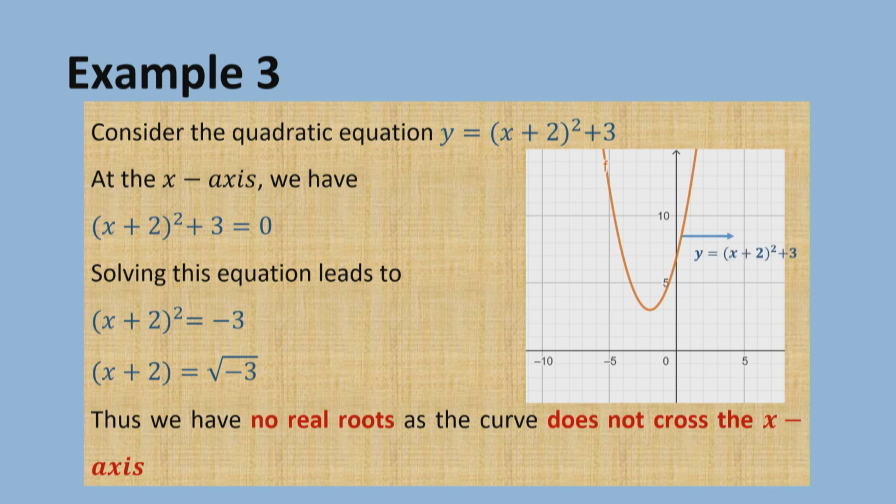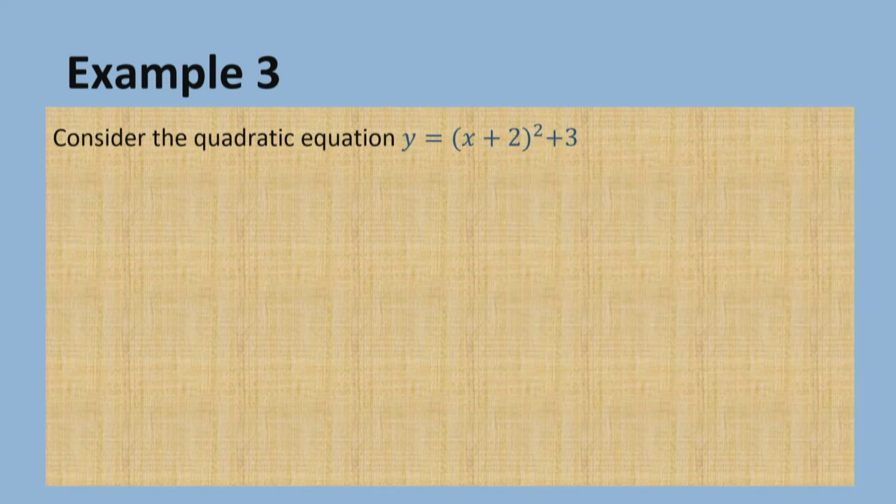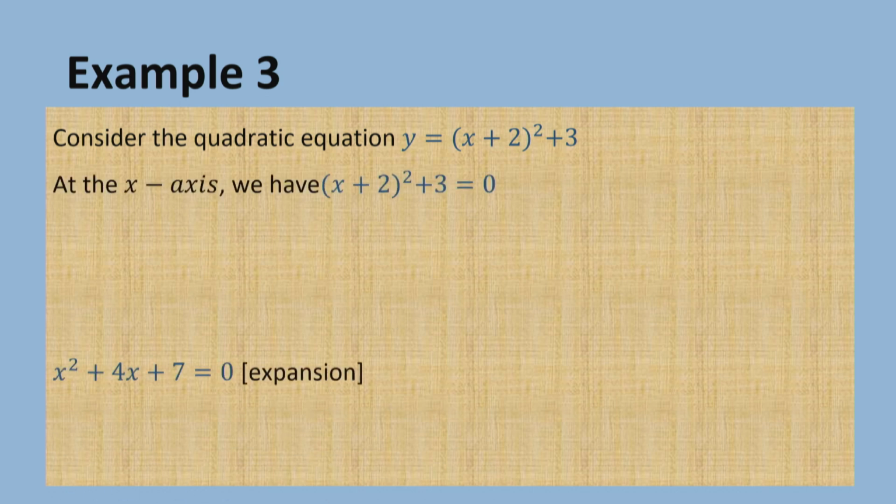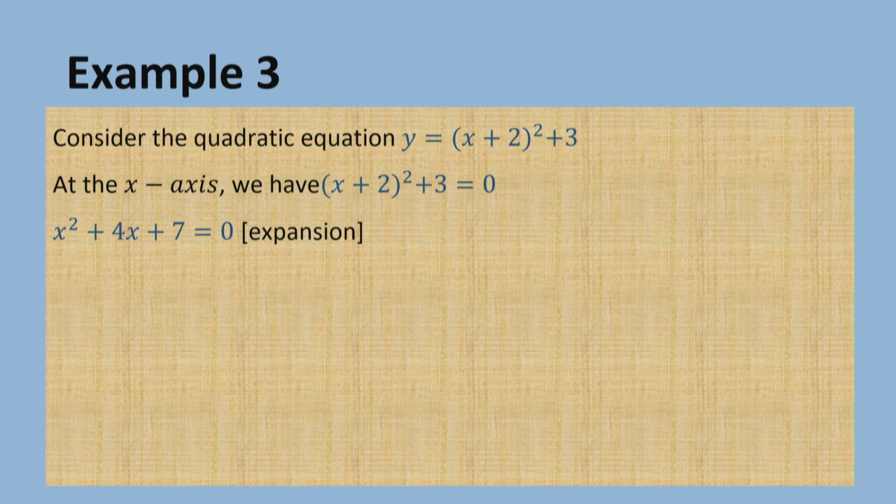If it does not cross the x-axis, we do not have roots. Now, let's consider this equation. y equals (x plus 2) squared plus 3. Now, on the x-axis, y equals 0, we know that. Let's expand it. What are we going to get? We are going to get x squared plus 4x plus 7 equals 0.